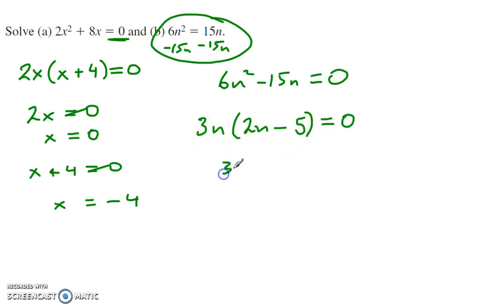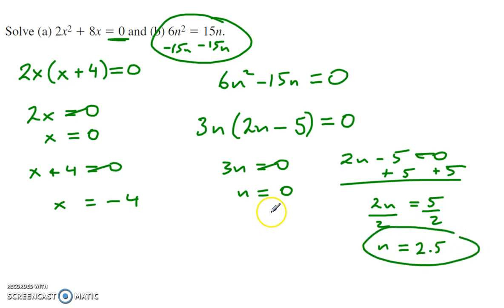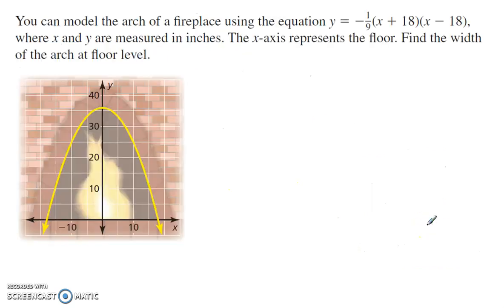Then either 3n is equal to 0, so n is equal to 0, that's one of its roots, or one of its zeros, or 2n minus 5 is equal to 0. So we add 5 to each side, then 2n is equal to 5. Divide by 2 on each side, and n is equal to either 5 over 2 or 2.5, which either way you would like to note. So my two roots or zeros are 0 and 2.5.